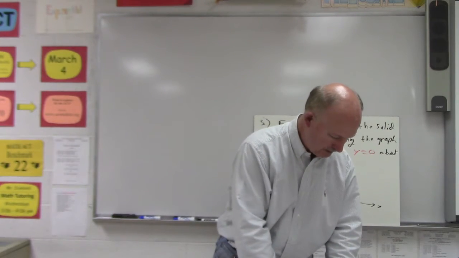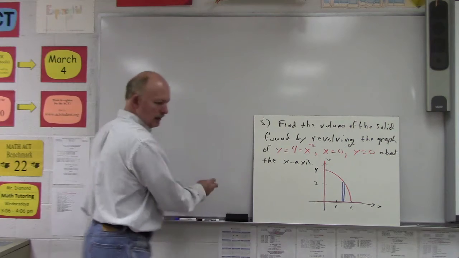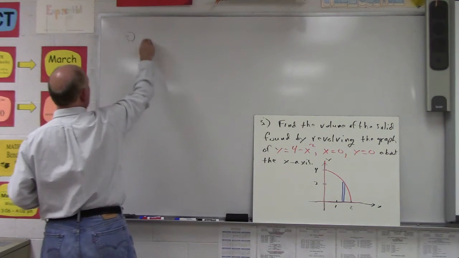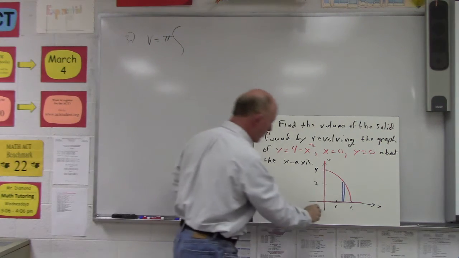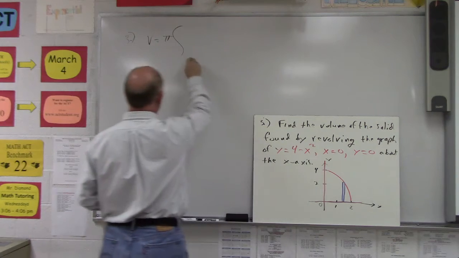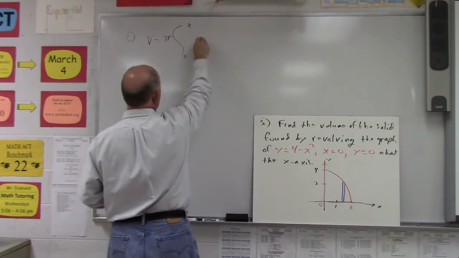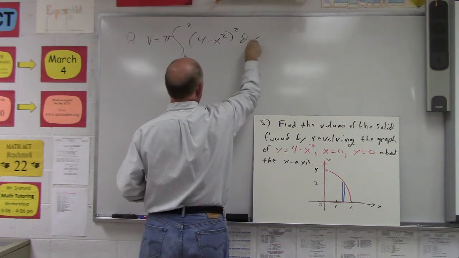How are we going to set this one up? We'll look at our graph. We've got our volume, number 3. Our volume is going to be pi times the integral. This time we're going to integrate from 0 to 2. So 0 will be our lower bound, 2 is going to be our upper bound. And this would be 4 minus x squared, squared, dx.